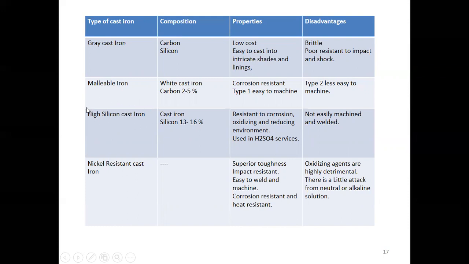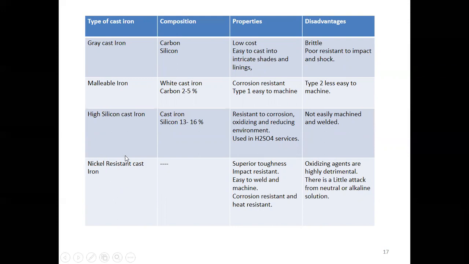The next modification is high silicon cast iron. Here the concentration of silicon is 13 to 16%. It is resistant to corrosion, oxidizing and reducing environments, and it is used in H2SO4 services. Disadvantages: it is not easily machined and welded.